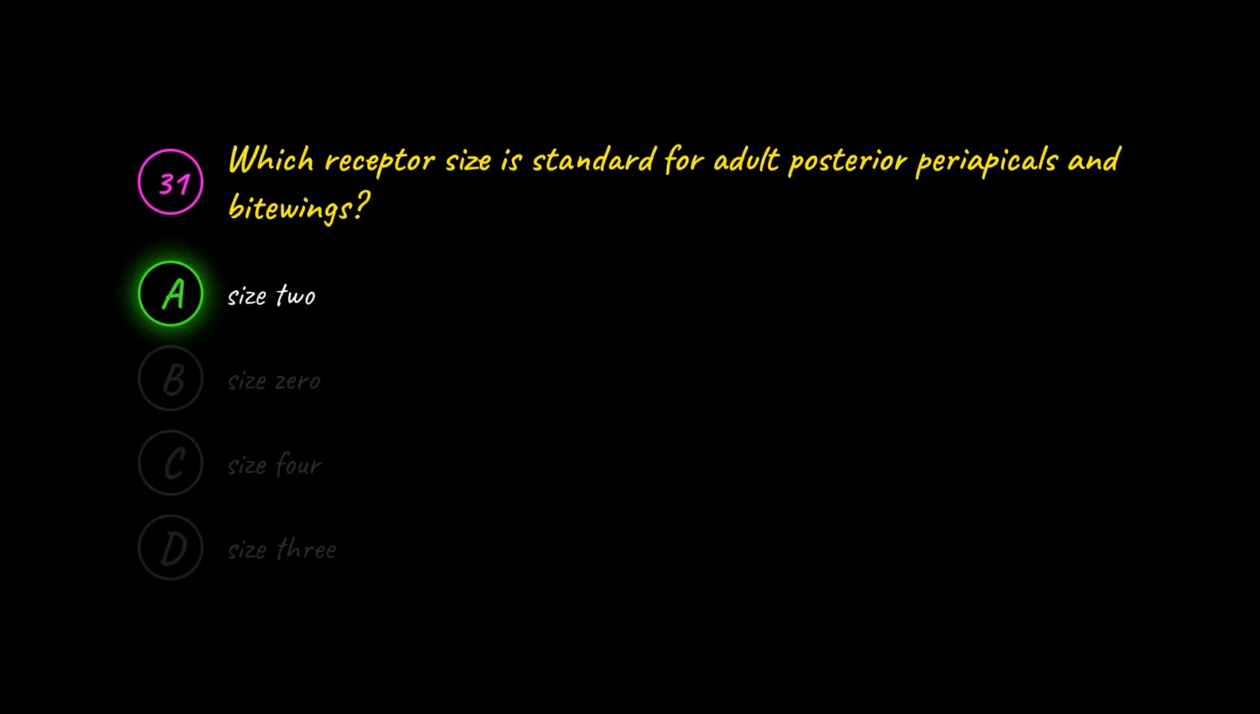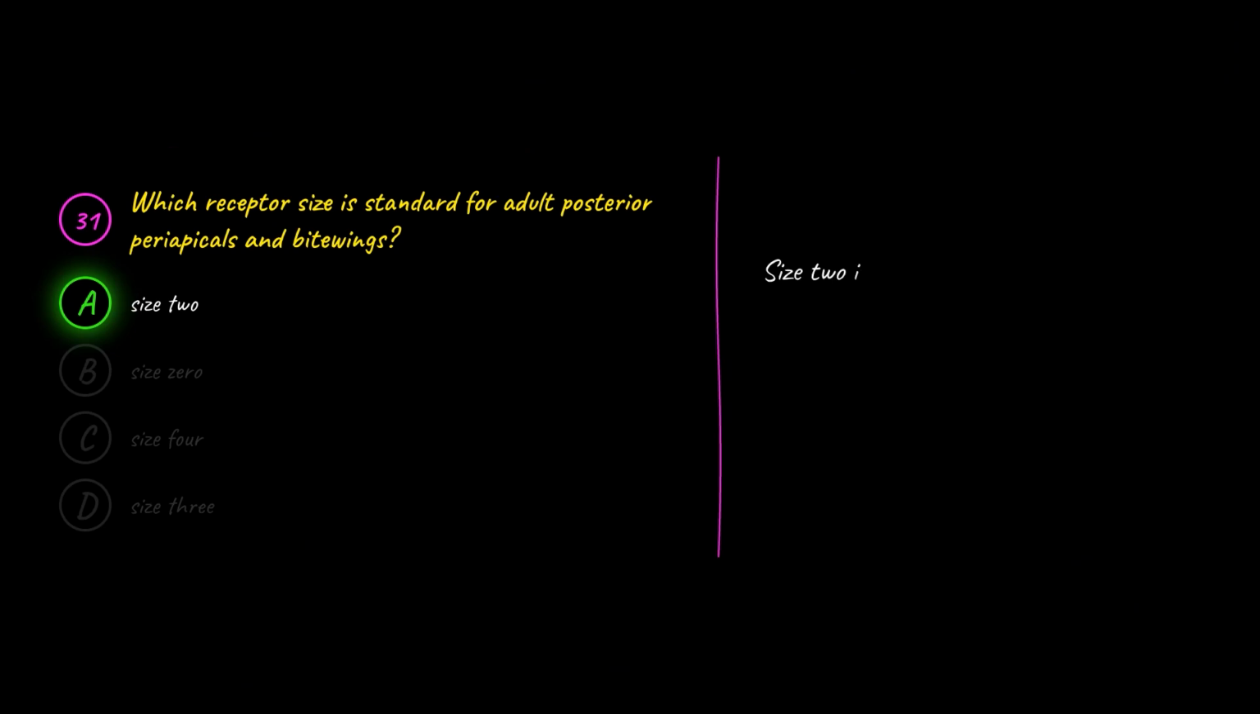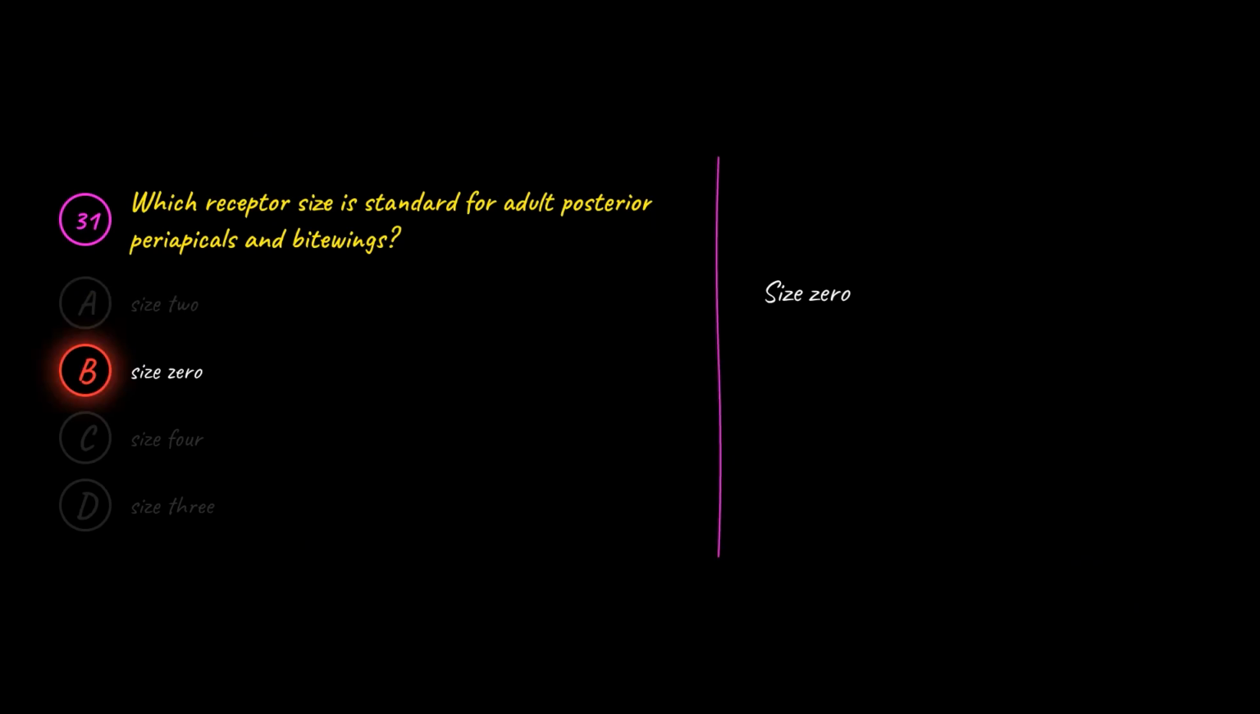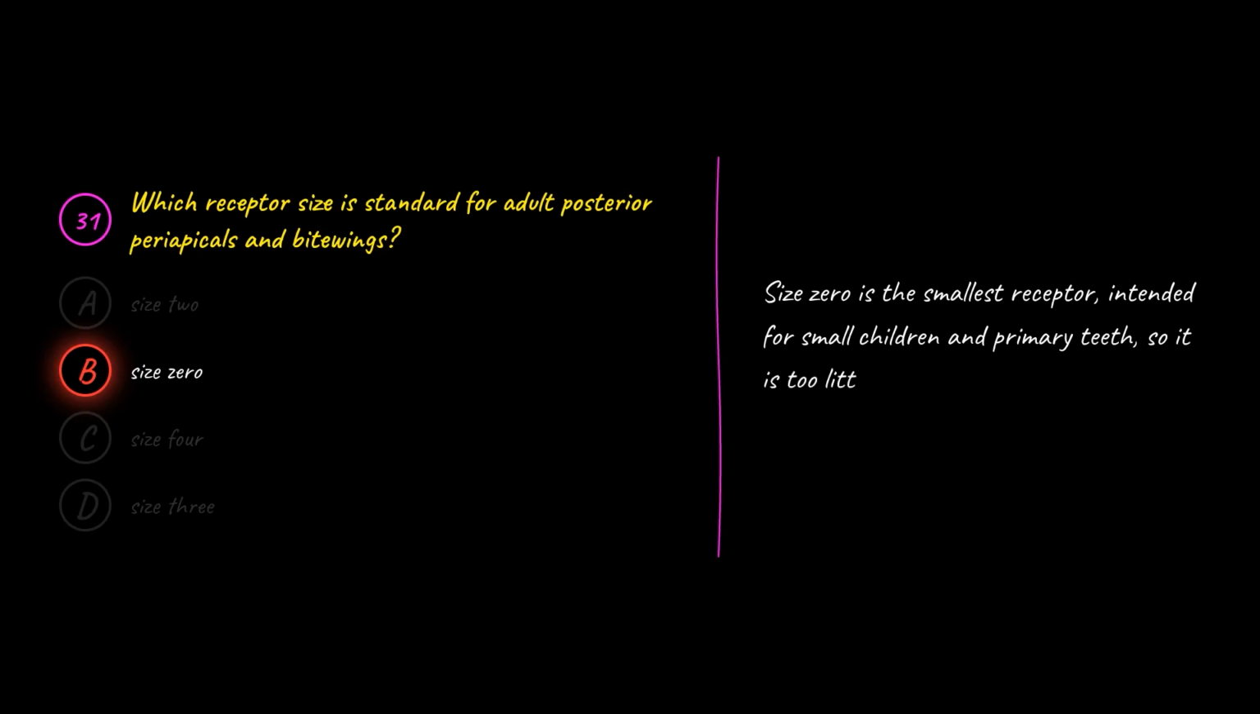The correct answer is A, size 2. A is correct because size 2 is the standard receptor for adult posterior periapicals and bite wings, large enough to capture the back teeth while still fitting comfortably in the typical adult mouth. B is wrong because size 0 is the smallest receptor intended for small children and primary teeth, so it offers too little coverage for adult posterior work.